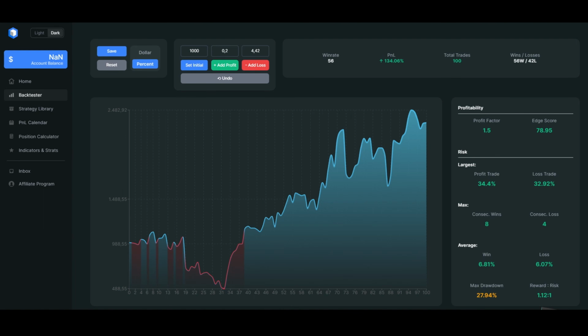This strategy is super risky, and we can see that there were big spikes in our account size, but overall, a very promising strategy.